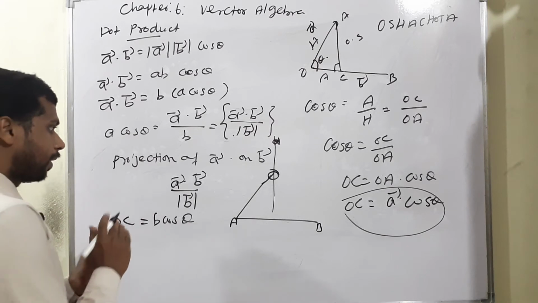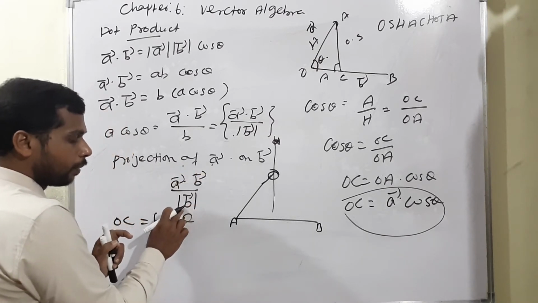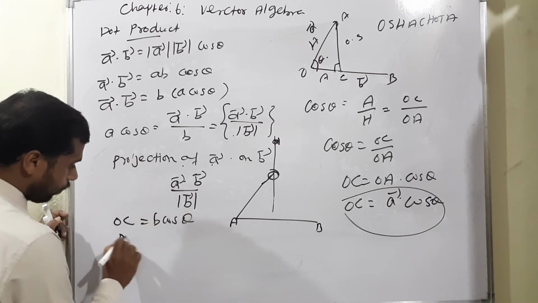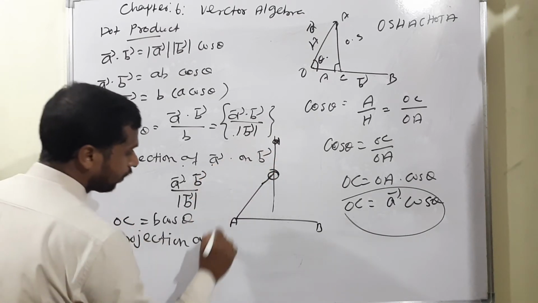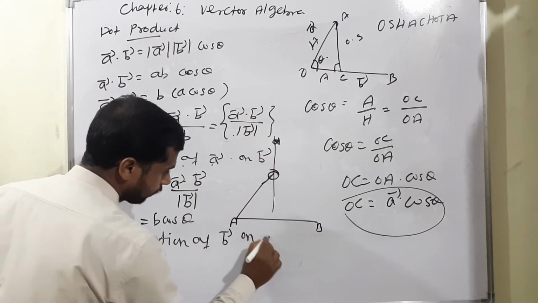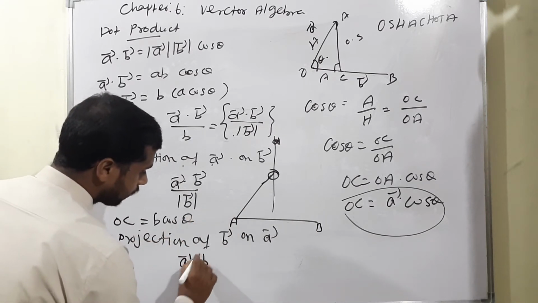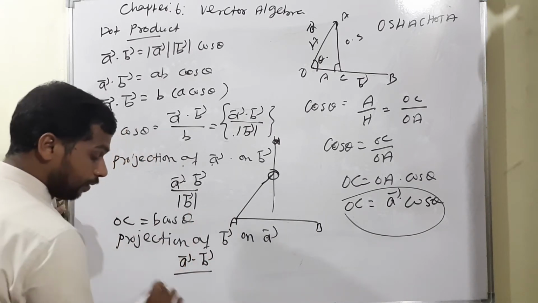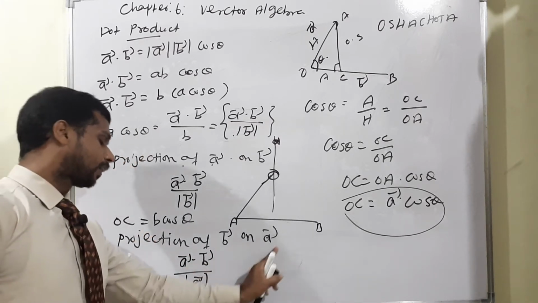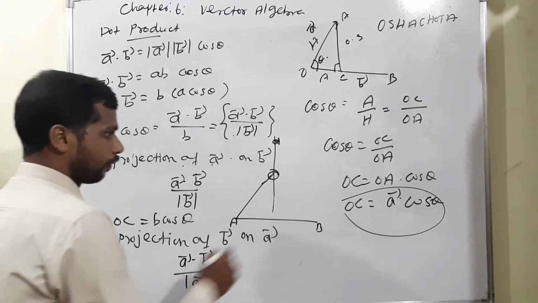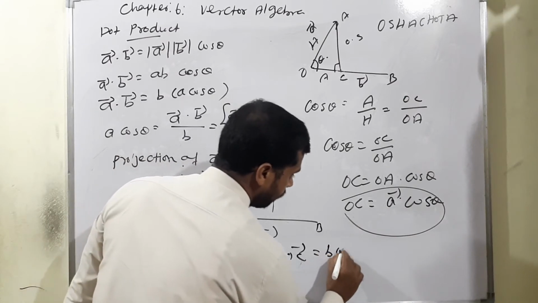So B cos theta instead of projection of A vector means A vector dot B vector divided by modulus of B vector. Now projection of B vector on A vector means A vector dot B vector divided by, instead of B vector, we write modulus of A vector. That is called projection of B vector on A vector. Therefore OC is equal to, instead of A we can write B cos theta.